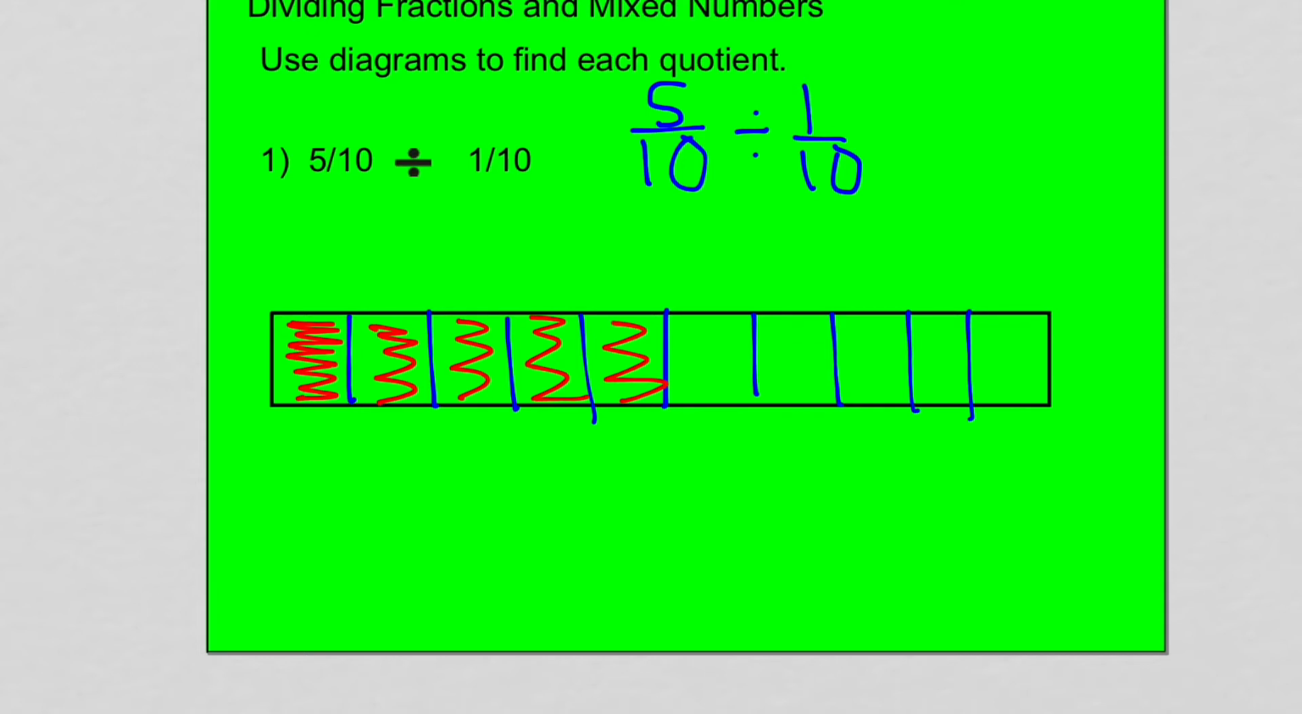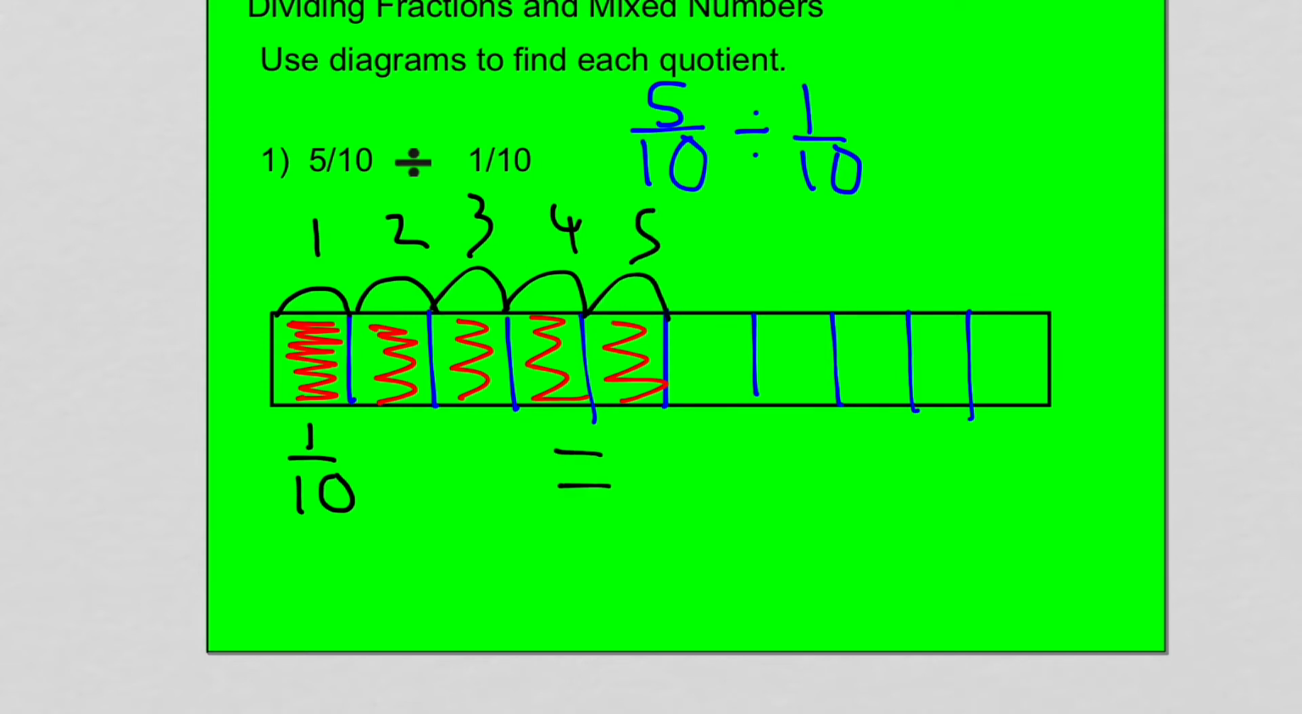Now what the question is asking us is how many 1/10ths are in 5/10ths? Well, this amount right here represents 1/10. Let's count how many of those are in 5/10ths. I count 1, 2, 3, 4, 5. So the answer is 5. 5/10ths divided by 1/10 is equal to 5.